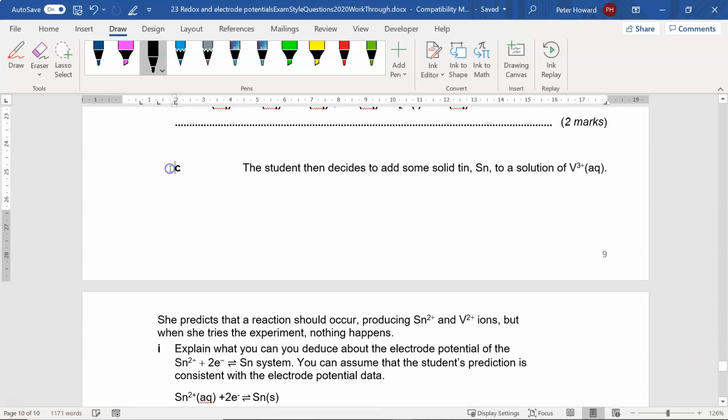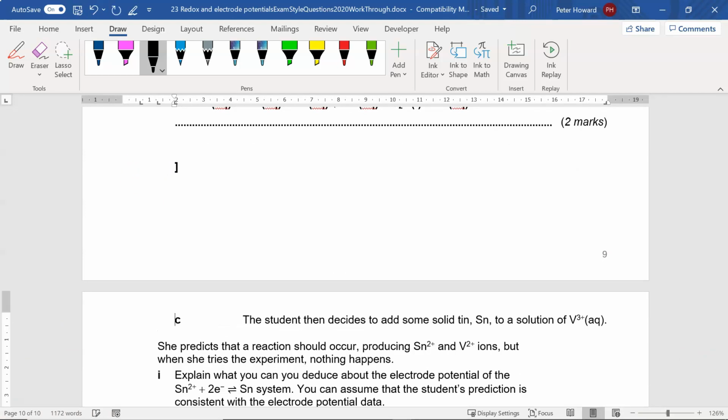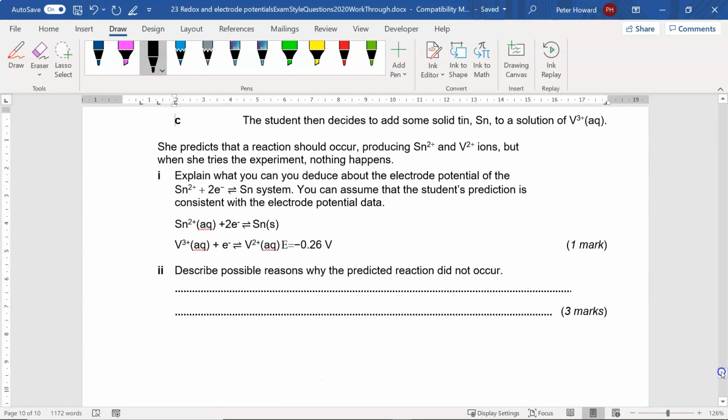A student then tries to add some solid tin to a solution of vanadium 3+. She predicts that a reaction should occur. So solid tin, so she's suggesting the top equation, which I just wrote down, is going to the left, and the bottom equation is going to the right. So if this is the case, the one which goes to the left is going to be the more negative one. So that's what it's suggesting. The Sn2+ + 2 electrons goes to Sn, tin, is more negative.